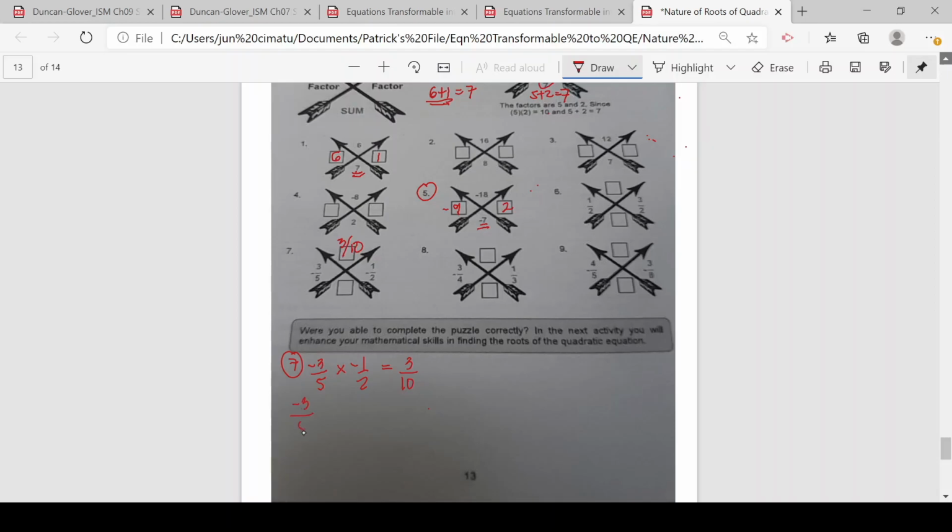Ang sum negative 3 over 5 plus negative 1 half sa common denominator niya. Ito ay magiging negative 3 times 2 minus negative 1, plus 1 times 5. Ito, negative 6 minus 5 over 10, negative 11 over 10.